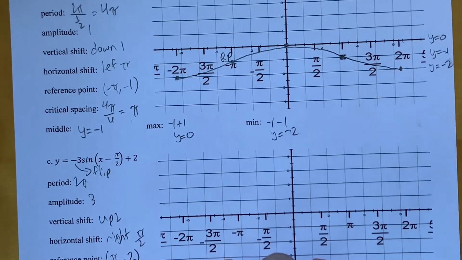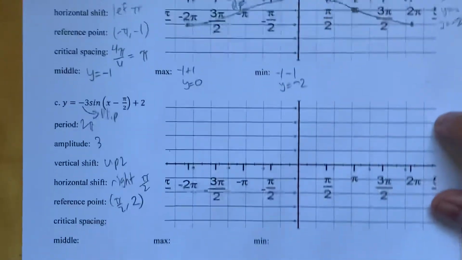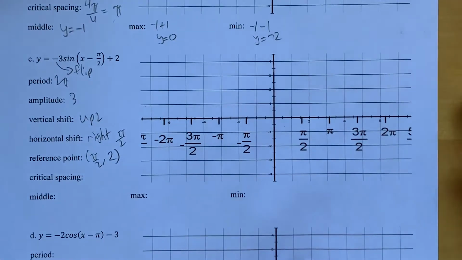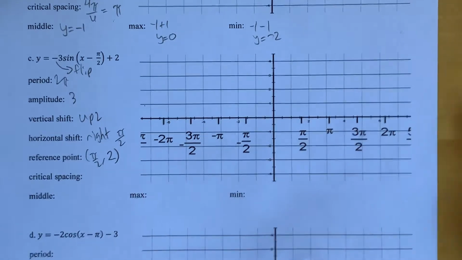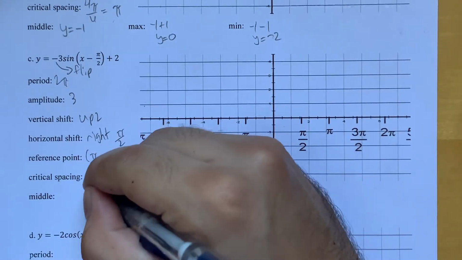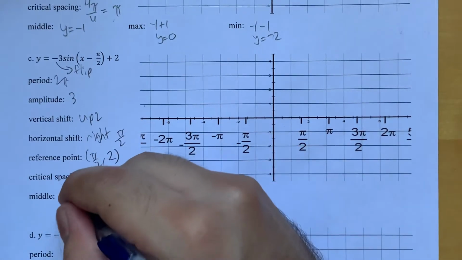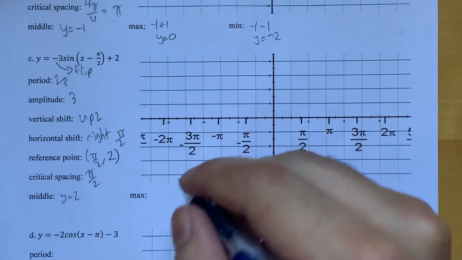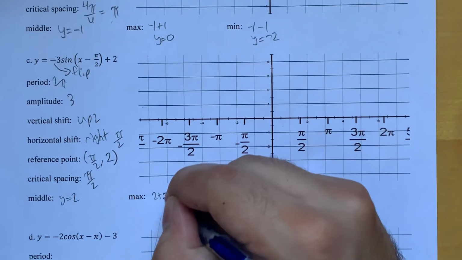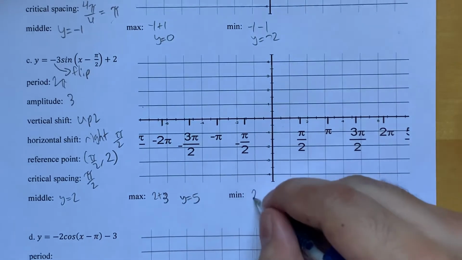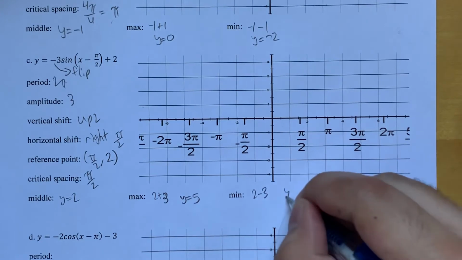I want you guys to do that. That's why I'm emphasizing it. Don't be as forgetful as me. So critical spacing is going to be pi over 2 because 2 pi divided by 4 is pi over 2. Middle is y equals 2. Max is 2 plus 3, which is y equals 5. And the min is 2 minus 3, which gives me y equals negative 1.